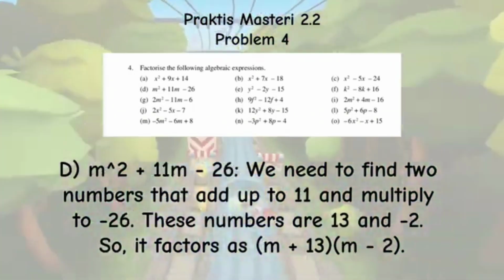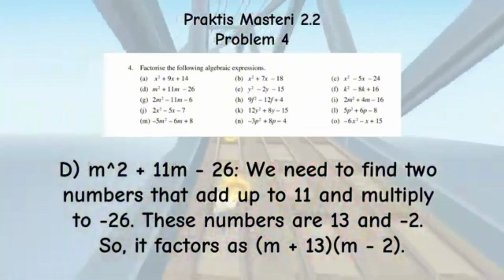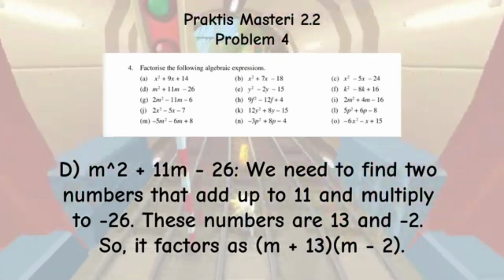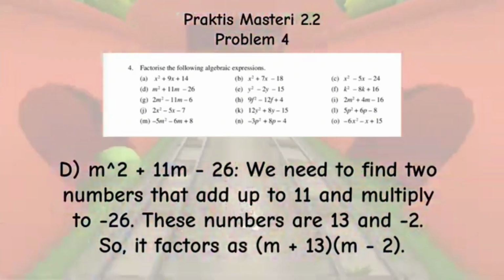d) m² + 11m − 26. We need to find two numbers that add up to 11 and multiply to −26. These numbers are 13 and −2. So, it factors as (m + 13)(m − 2).